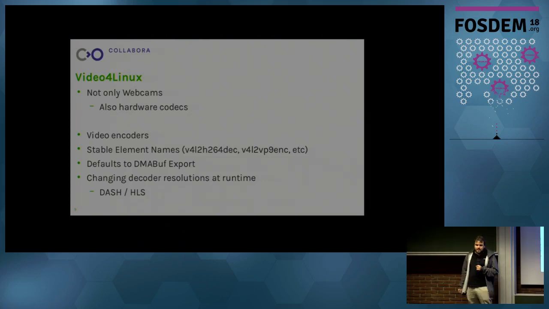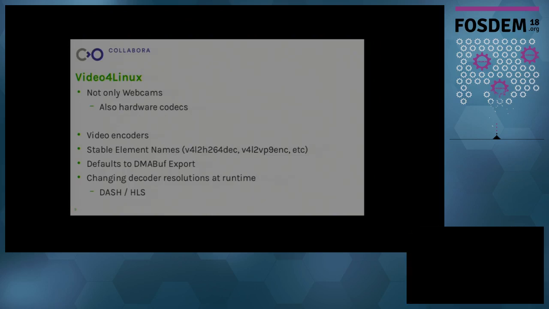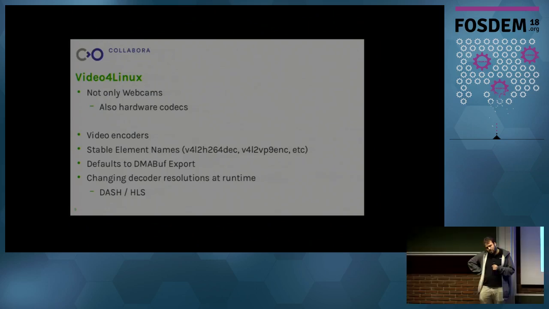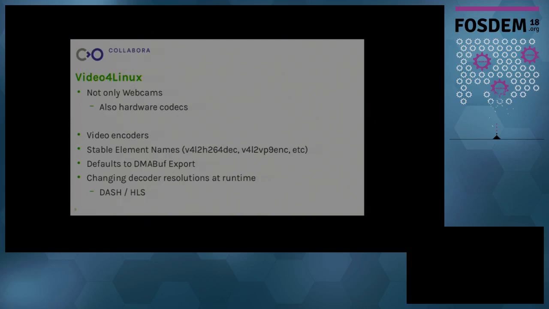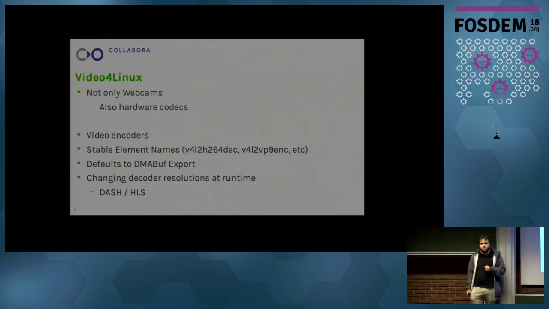A thing that was merged very recently, in the last weeks, is the ability to change resolutions at runtime for the decoder. So previously, if your encoded stream changed resolution, you had to stop the entire pipeline, stop the decoder. So this is really important for adaptive streaming, things like DASH and HLS, because as they adapt the bitrate, they often change resolutions. Well, these are the main ones on the Video for Linux side.